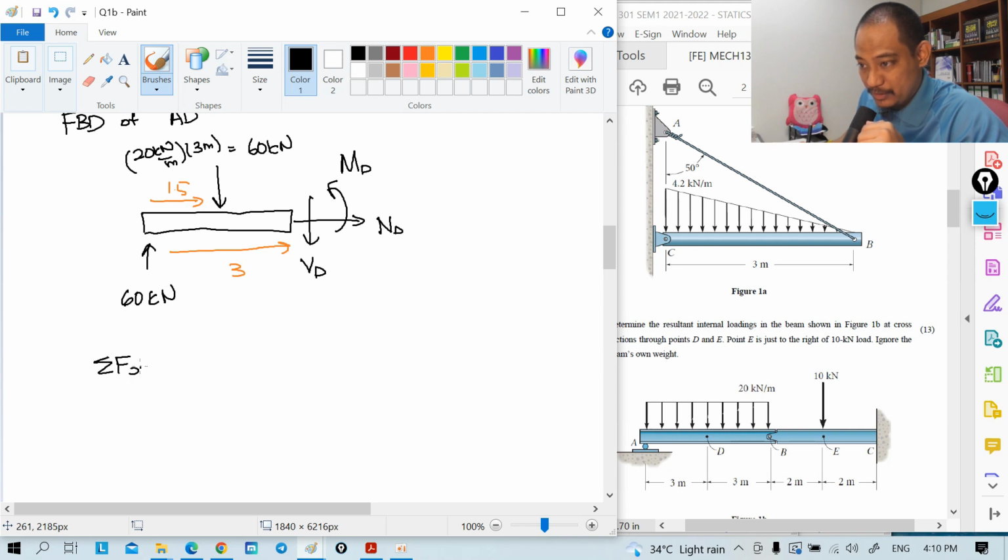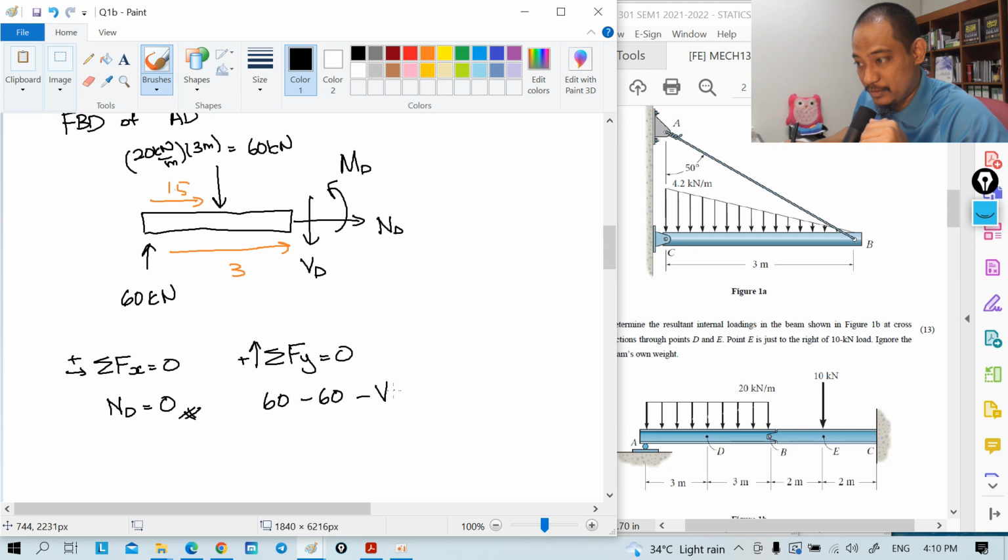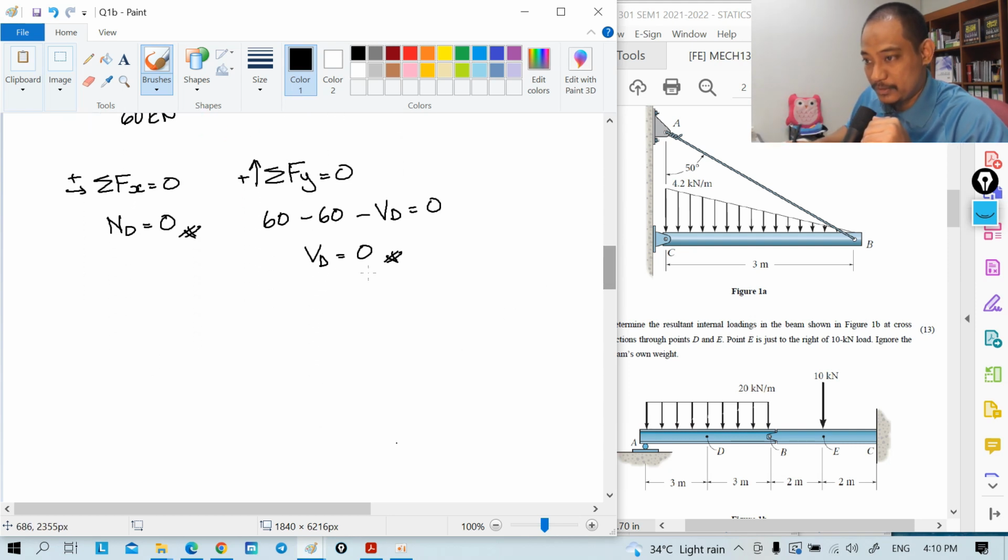Let's start with the easy one. Summation of Fx equal to 0, taking right as positive, so you have ND equal to 0, because there's no other force. Summation of Fy equal to 0, taking upwards as positive, so you have 60 minus 60 minus VD equal to 0, so VD equal to 0 as well. That's interesting.